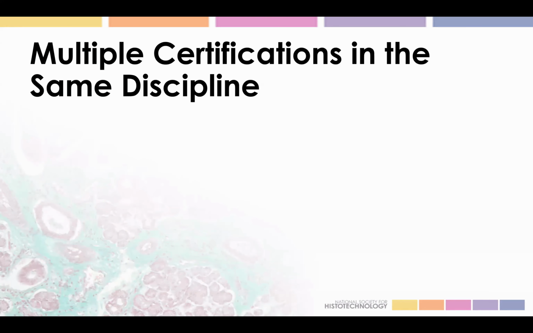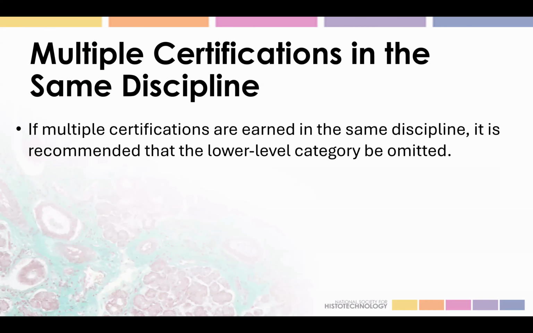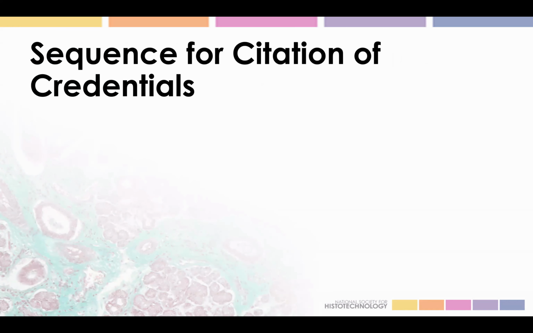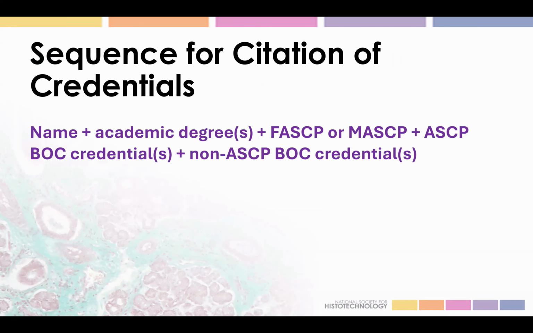If multiple certifications are earned in the same discipline, it is recommended that the lower level category be omitted. For example, if I earned both my HT and HTL, I would only list the HTL certification. Listing credentials behind your name is an important component of professional identity. Therefore, the ASCP Board of Certification suggests you follow this formula. Here's an example of this formula with some of our current NSH members.